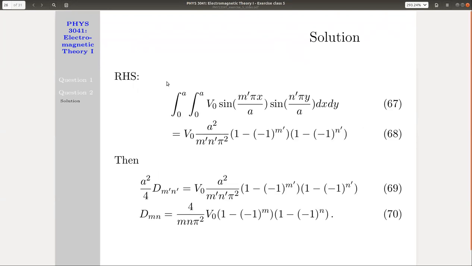On the right hand side, it is just a very simple integral. We have two sine functions here. So we just do the integral and you should be able to get equation 68. And then after solving both integrals, we put everything together and rearrange the terms. Then we will be able to see that the coefficient DMN will be equal to this one.